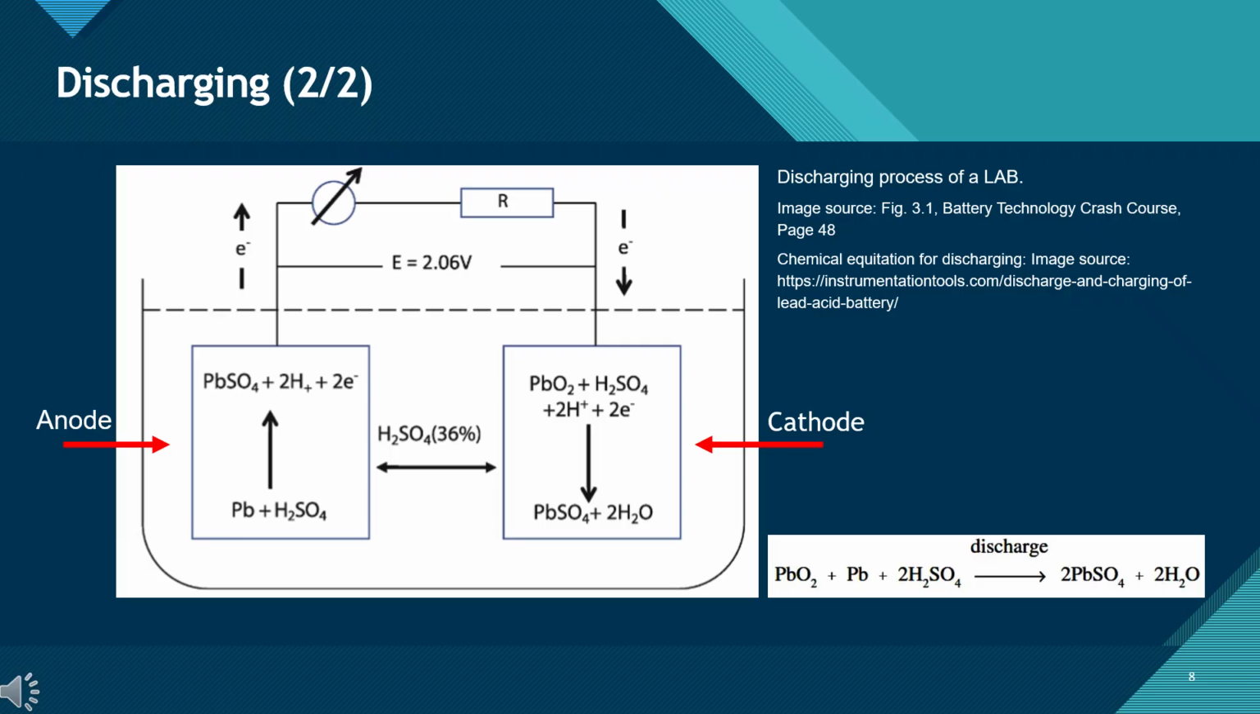Combine the half reactions and you get the overall discharge reaction: PbO2 plus Pb plus 2H2SO4 gives 2PbSO4 plus 2H2O. The cell delivers about 2.06 V per cell under these conditions. Take a moment to trace the arrow's electron flow outside the cell and ion movement inside, so the chemistry and the circuit picture line up in your mind.